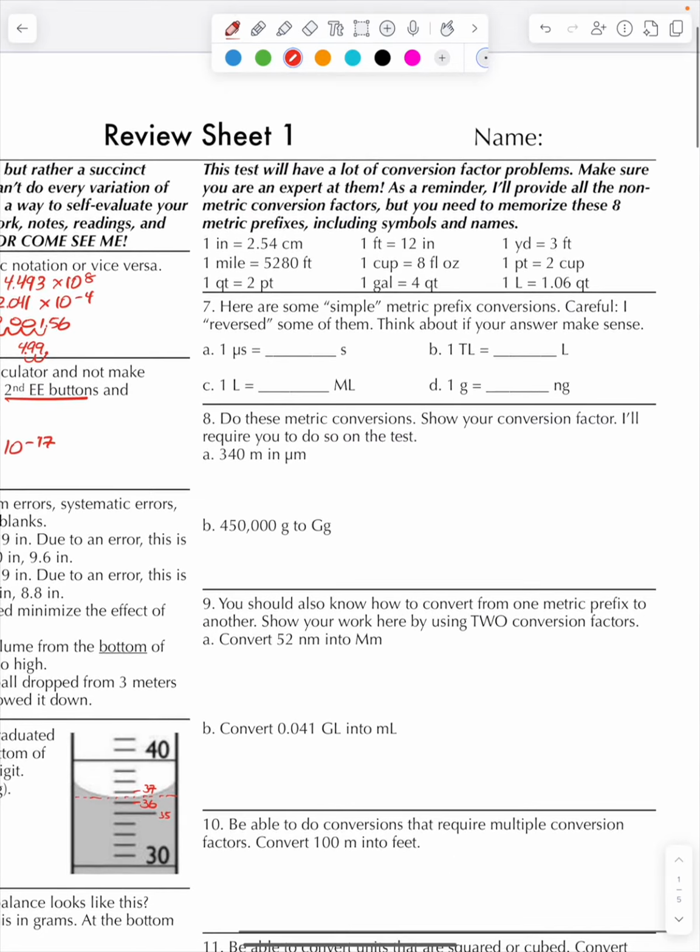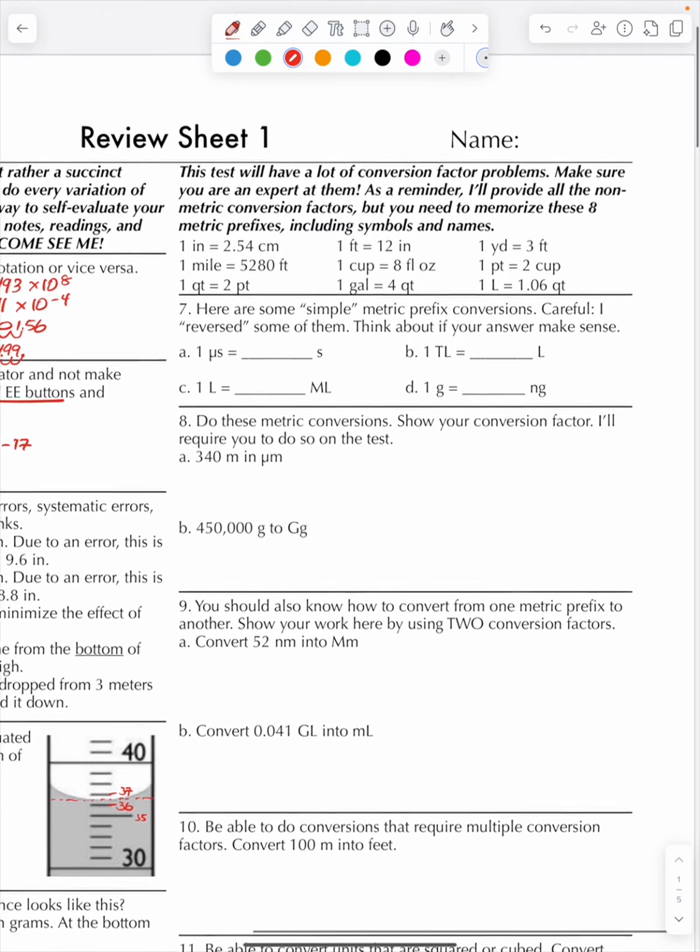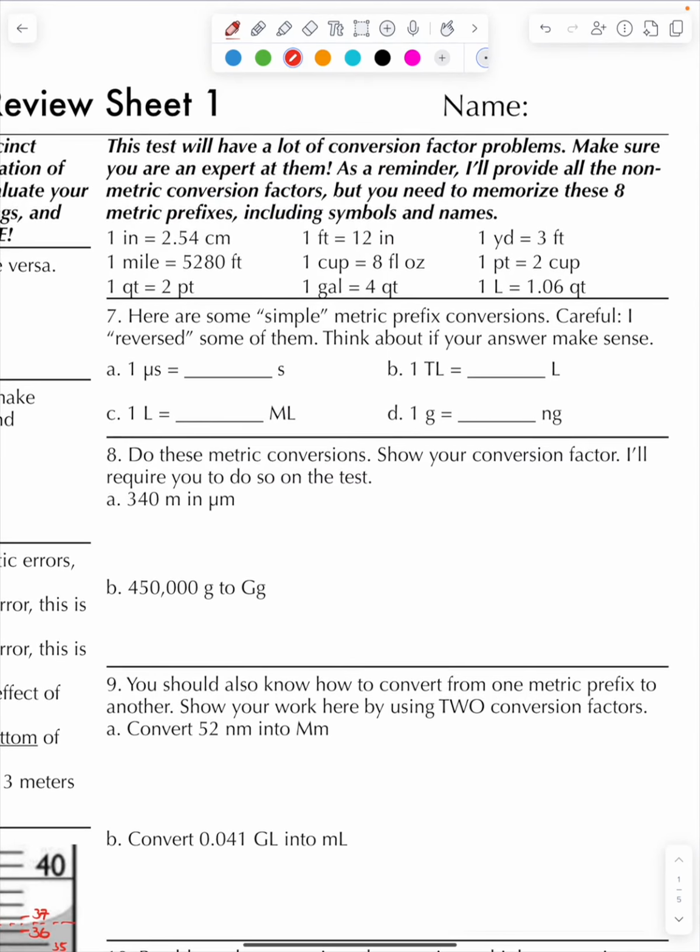So conversions. Yes, I will provide for you the imperial conversions like are written there, whichever ones you need. But you have to write down on your note sheet, please remember to do this, all the metric prefixes. The ones you need to know, for the ones bigger than 1, kilo for 1,000, mega for 1,000,000, giga for 1,000,000,000, and tera for 1,000,000,000,000. And then the ones less than 1, centi for 1/100th, milli for 1/1000th, micro for 1/1,000,000th, and nano for 1/1,000,000,000th.